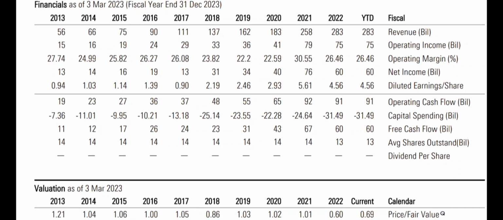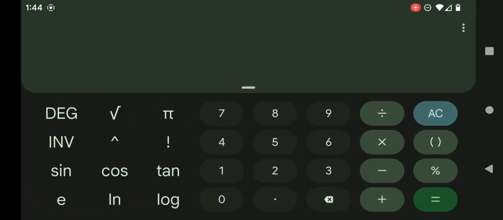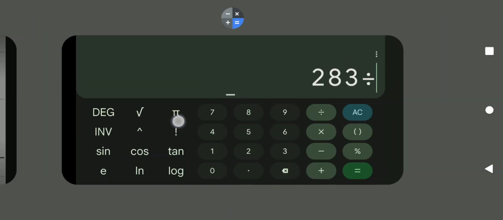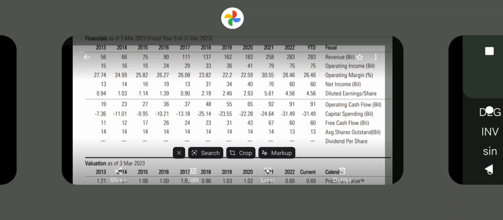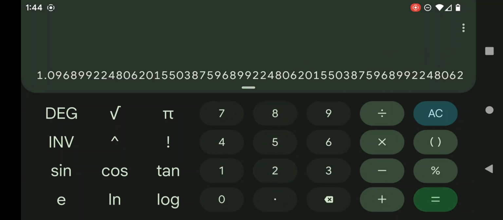But if you take a look at the 1 year, from 2021 to 2022, this one I use a calculator here. 283 divided by 258. That's only 9.6%.